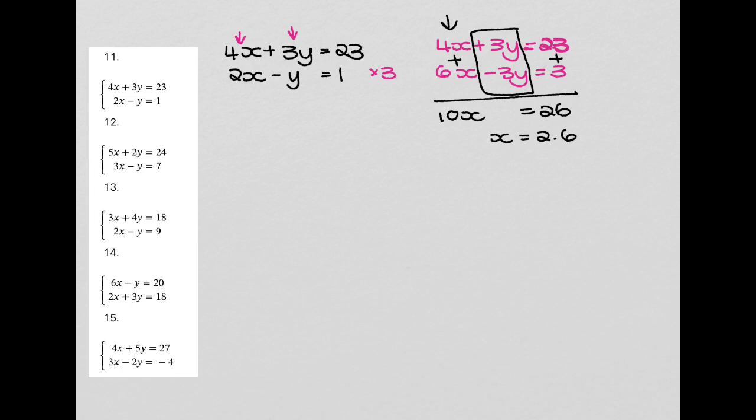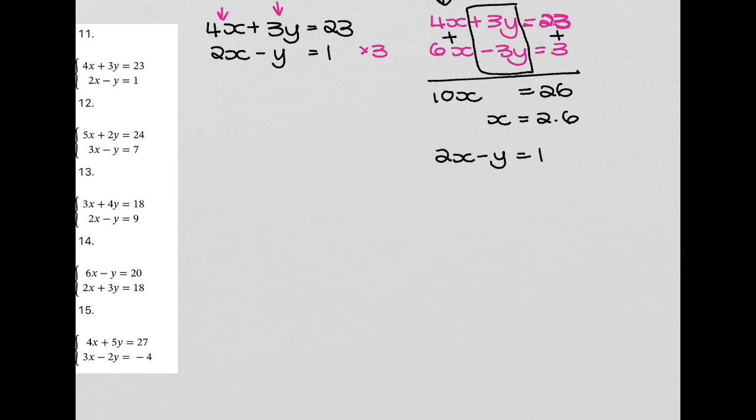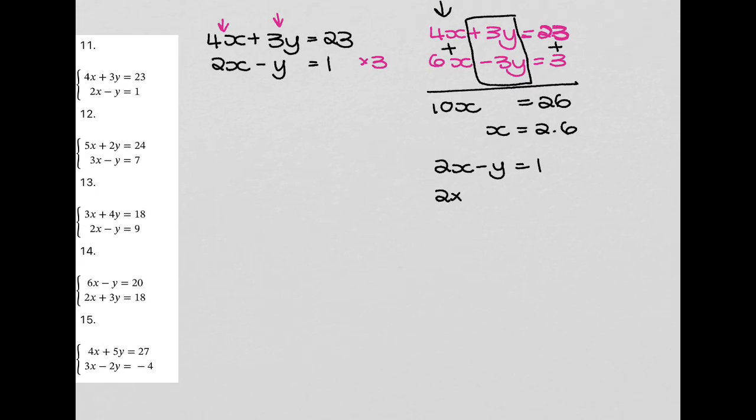Then you remember we go back to top. So I think I will use the 2x minus y equals 1 equation. So that's going to give me 2 times... Now remember, when we go back to the top, you're replacing. So I now know that x is 2.6. So I'm saying 2 times 2.6 minus y equals 1. So this gives me 5.2 minus y equals 1.